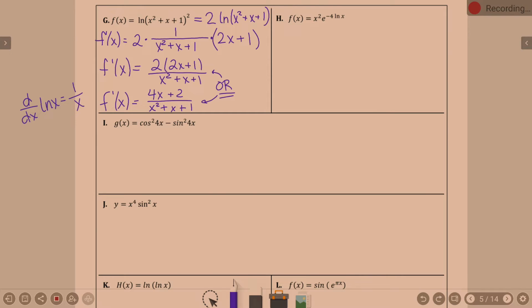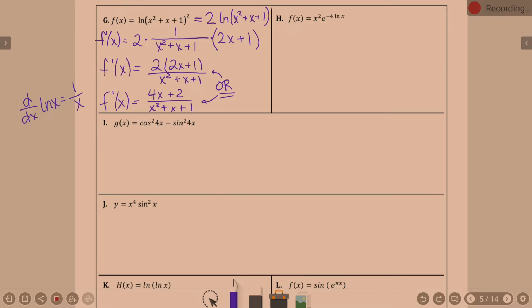So, as we look at H, f of x equals x squared times e to the negative 4 ln x. Do we do product? Or use the e rule that we used on the page before? This is one I get caught by too, because I was going to take us a different direction. But I heard the words product rule. Is this, the way it stands, technically a product rule?